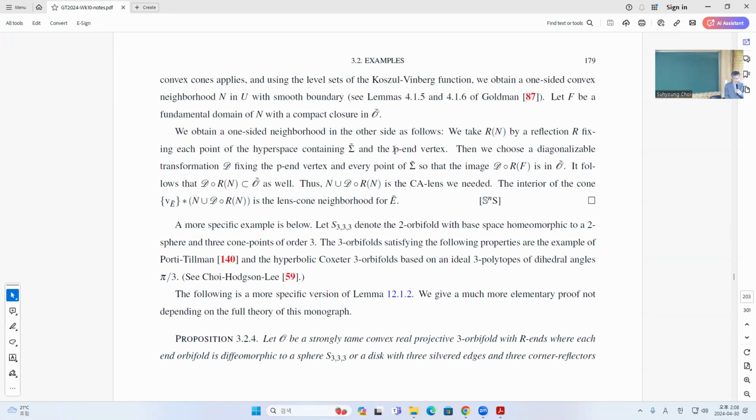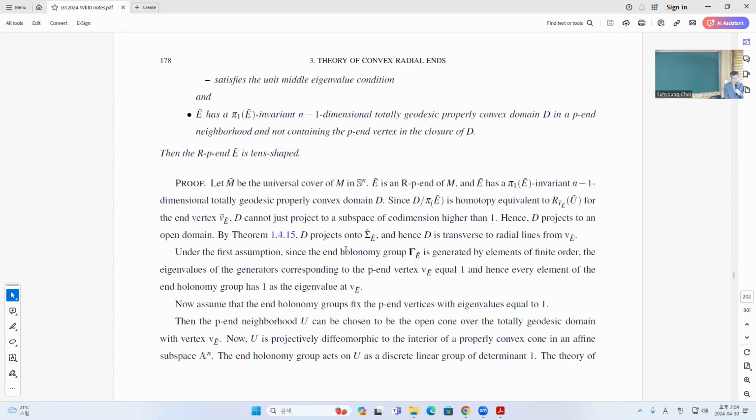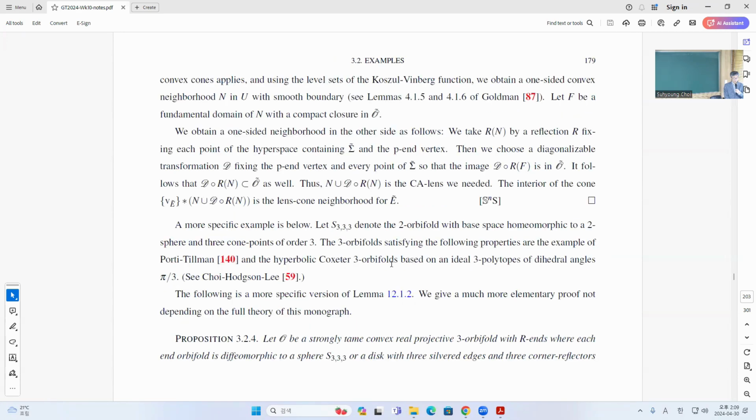you obtain the lens. Okay, so a specific example is these two orbifolds with a sphere with three cone points over the three. So these are generated by elliptic elements. So therefore, it satisfies this unit eigenvalue condition.